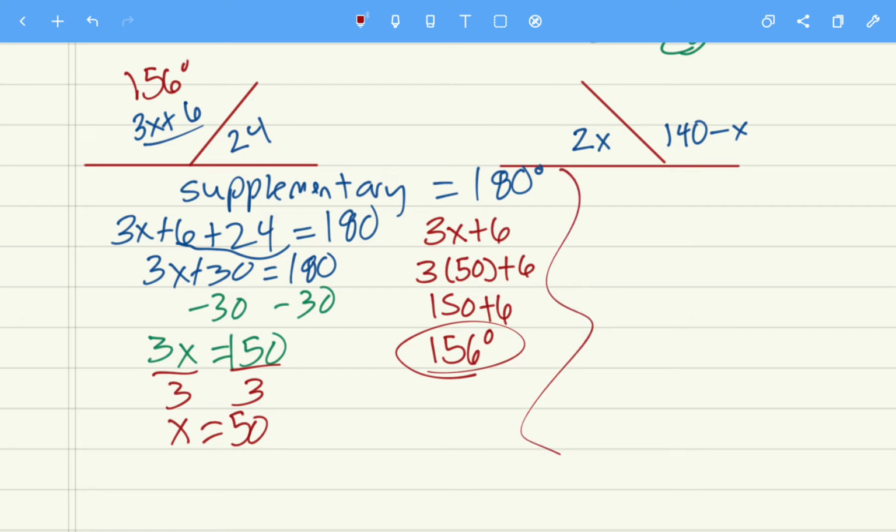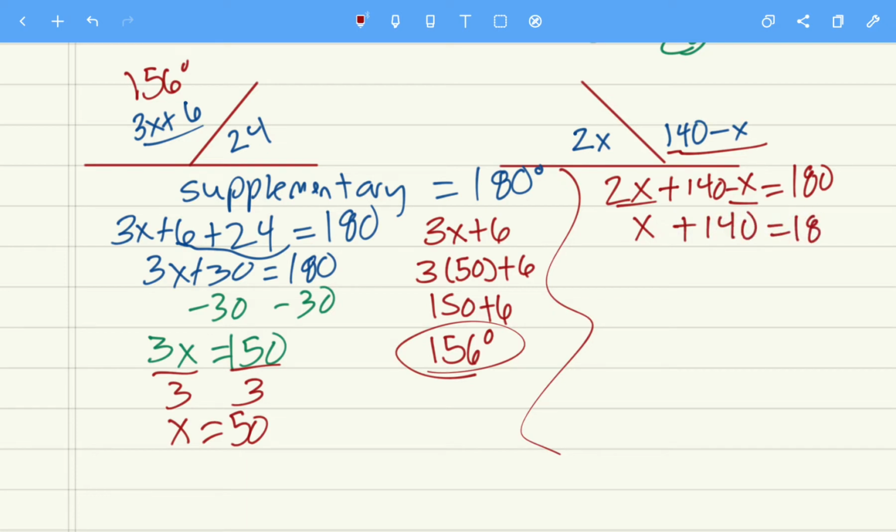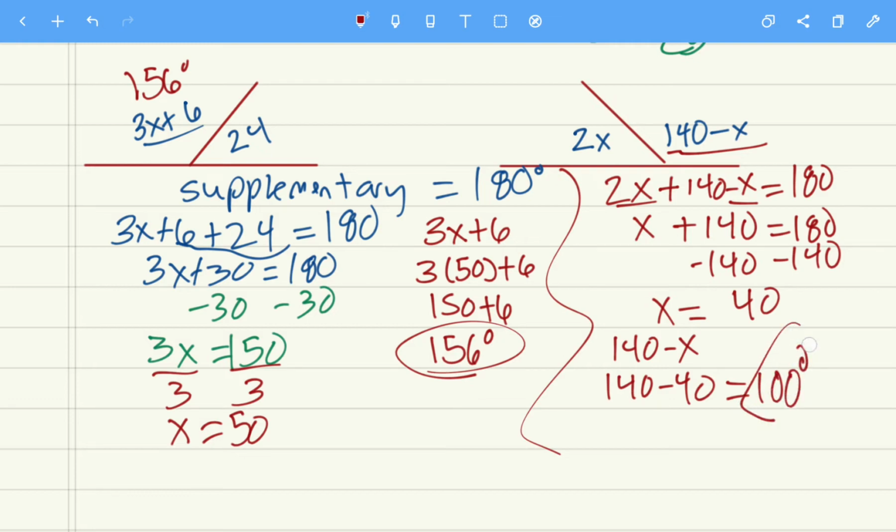We got one more. Let's go ahead and solve for this angle. We got 2x plus 140 minus x equals 180. Combine like terms. We got 2x minus x. That gives us 1x. Plus 140 equals 180. Subtract 140 from both sides. That gives us x equals 40. Plug that into our original equation. 140 minus x becomes 140 minus 40, which is just 100 degrees. And we are done with that.